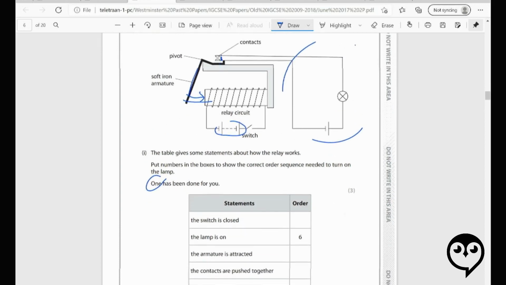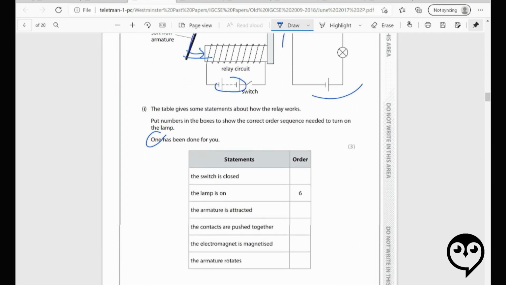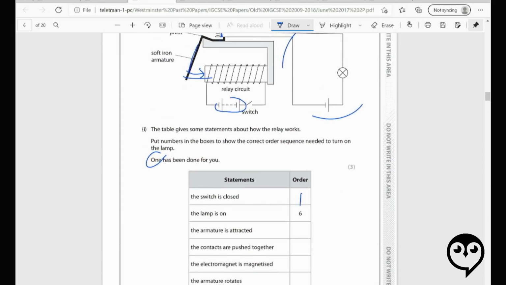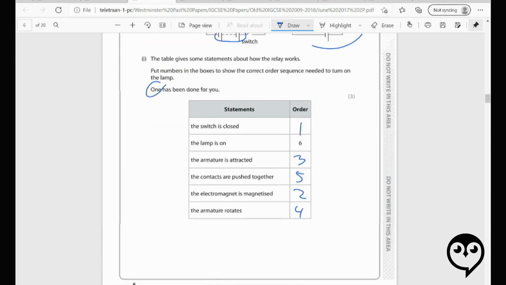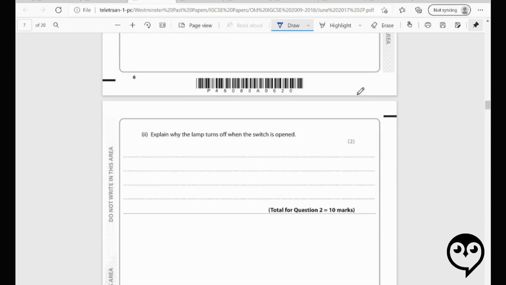The switch is closed, I would say, is number 1. The electromagnet is magnetized, 2. It's going to attract the soft iron armature. So the armature is attracted and rotates, and the contacts come together and the lamp goes on. Yeah, so that's kind of what we had already just talked about when I analyzed the diagram.